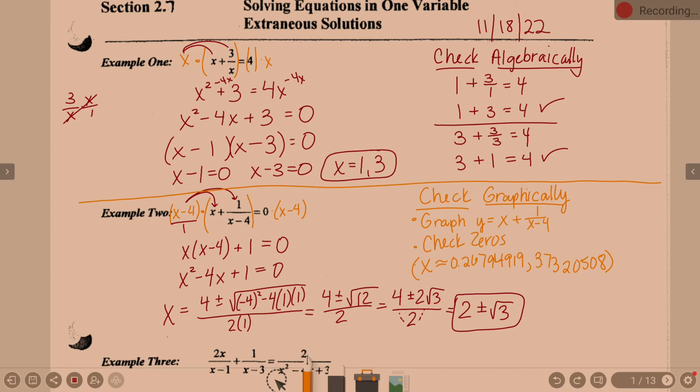Could we have just done that? Yes. Can we check the other one? Yes. You can hit trace, and this time it's 2 minus the square root of 3, and you find out that it's a 0. So there's another option. Some of you caught that option. I think Mario caught that option. Some of you did not catch that option.